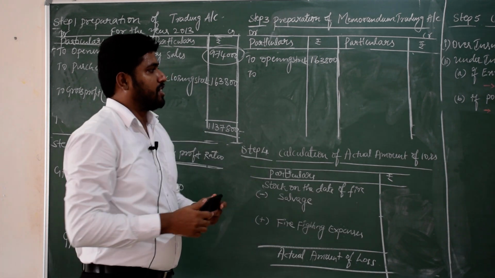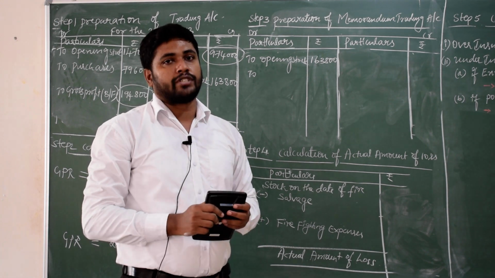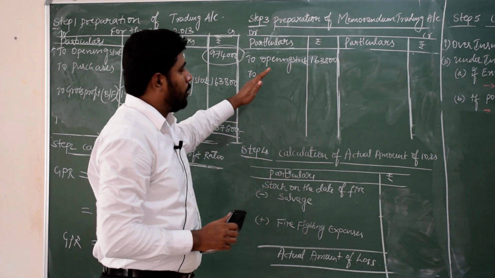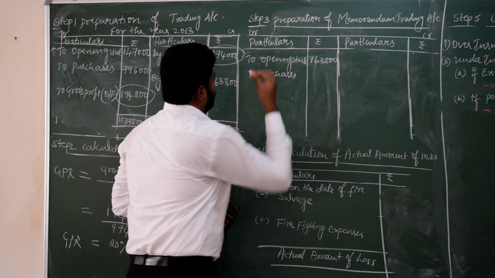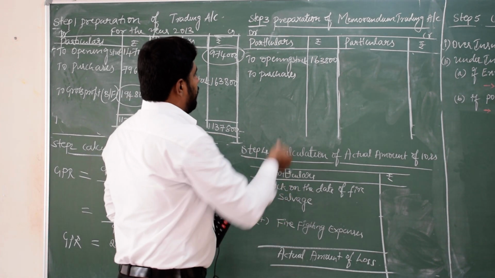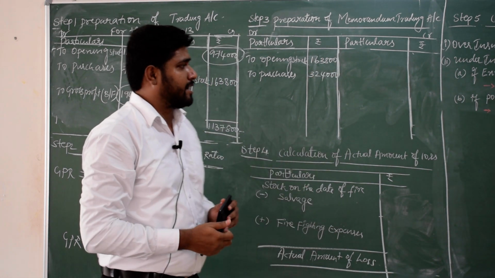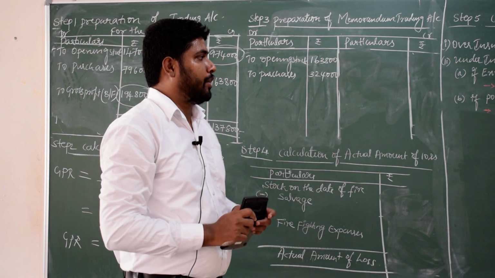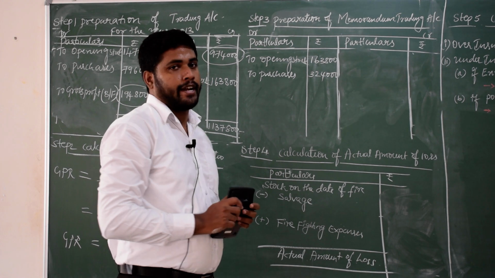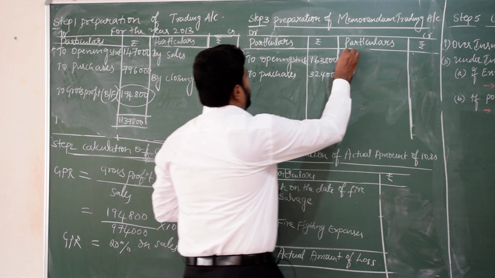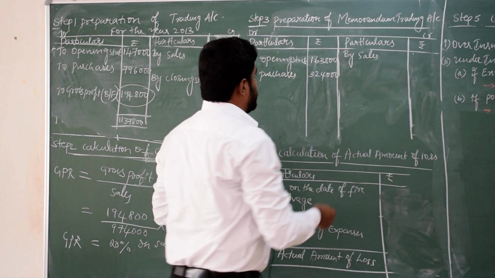The next transaction is purchases from 1/1/2014 to 15/6/2014, and this transaction belongs to memorandum trading account. So record purchases. How much purchases? 3,24,000. The next item, sales from 1/1/2014 to 15/6/2014. Again, this transaction belongs to memorandum trading account and record sales on credit side by sales. The value of sales is 4,62,000.